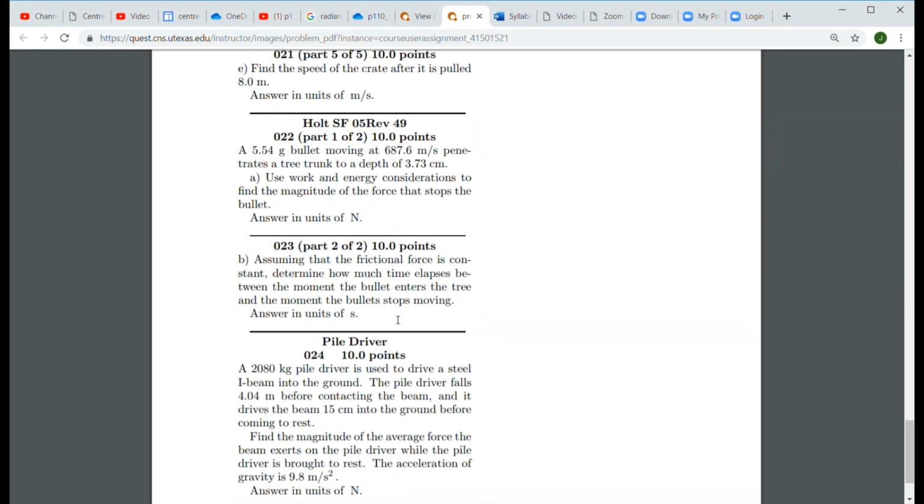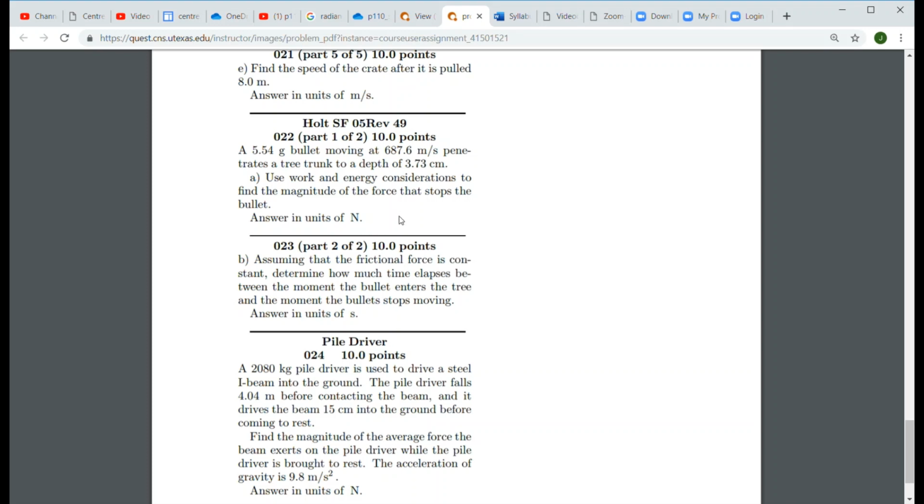Part 2, or B, assuming the frictional force is constant, determine how much time elapses between the moment the bullet enters the tree and the moment the bullet stops moving. We can't really find anything about time from energy considerations, so we really have to go back to kinematics here and say, well, I could use our Vx equals Vx0 plus Ax times t.